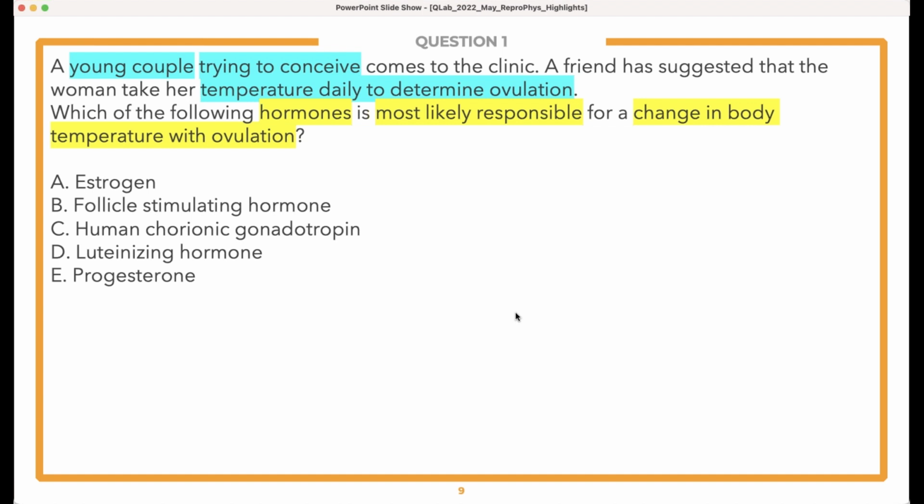Answer choice E, progesterone. D, luteinizing hormone. C, human chorionic gonadotropin. B, follicle stimulating hormone. And A, estrogen.